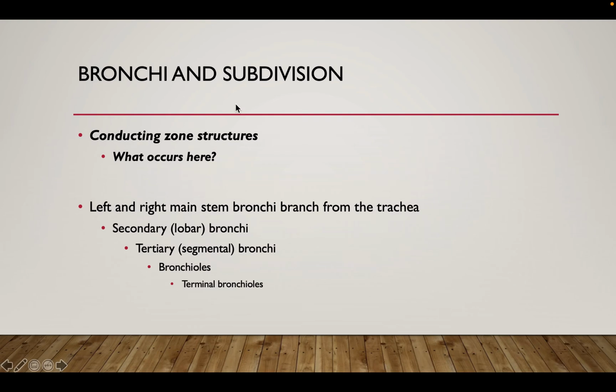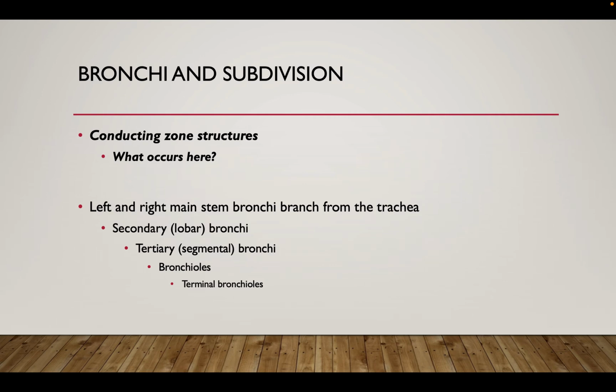So as we branch from the trachea and we begin to go down, we get into a couple different structures. We get into our main stem bronchi. In the clinical setting, oftentimes they're referred to as the main stem bronchi. You can just call them a primary bronchus if you'd like.